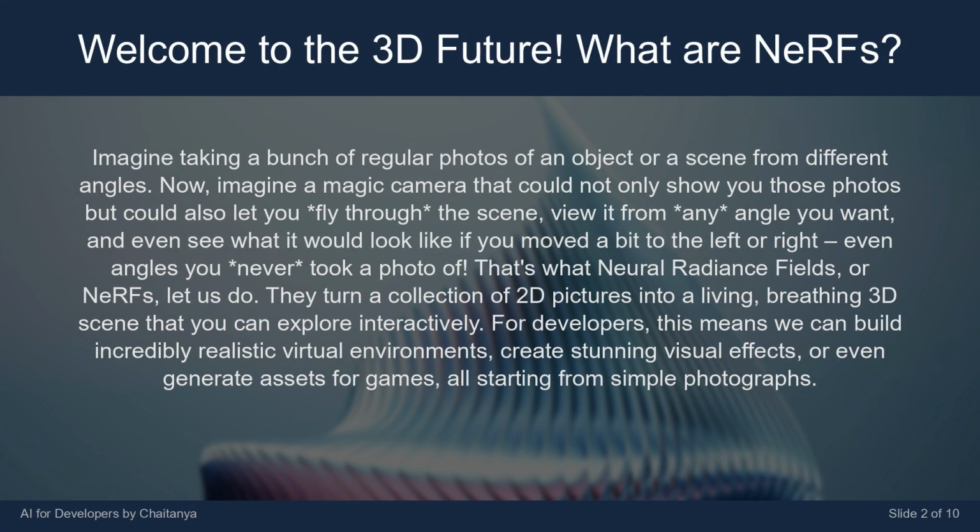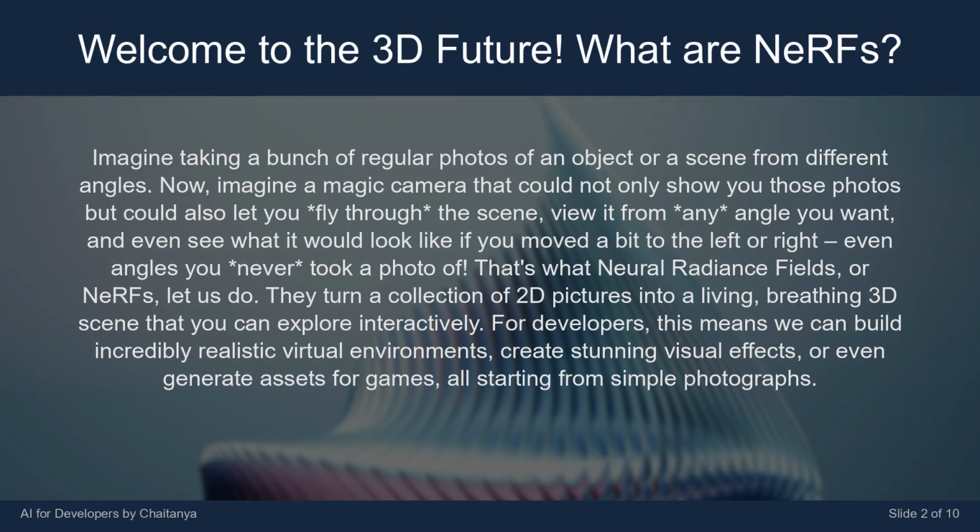Imagine taking a bunch of regular photos of an object or a scene from different angles. Now, imagine a magic camera that could not only show you those photos but could also let you fly through the scene, view it from any angle you want, and even see what it would look like if you moved a bit to the left or right, even angles you never took a photo of. That's what neural radiance fields, or NeRFs, let us do. They turn a collection of 2D pictures into a living, breathing 3D scene that you can explore interactively.